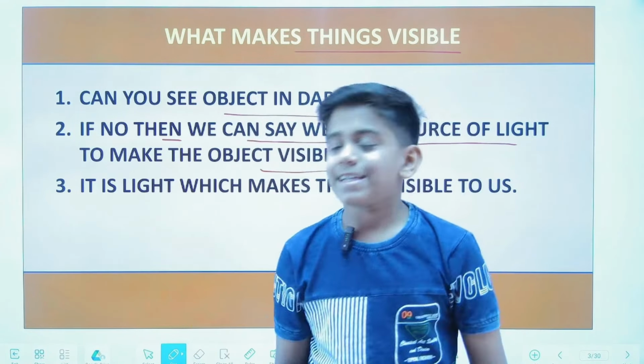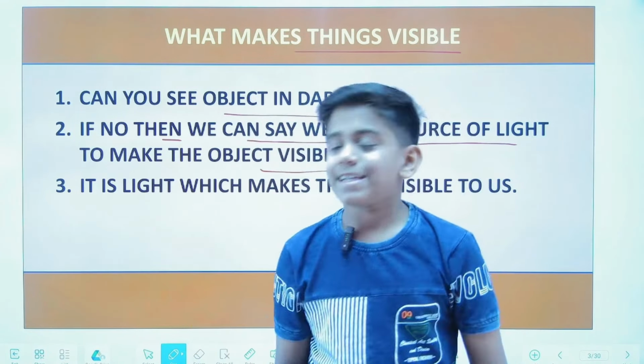What makes things visible? As I told you, you can see various objects in your day-to-day life and in your surroundings. Eyes alone cannot see any object. Means if there are only eyes and no light, you cannot see any object. But how does this work? Eyes can see when light comes from an object and enters our eye. When light falls on any object, it reflects or bounces back and comes into our eye. This is how we can see objects. The light may have been emitted by the object or may have been reflected by it.